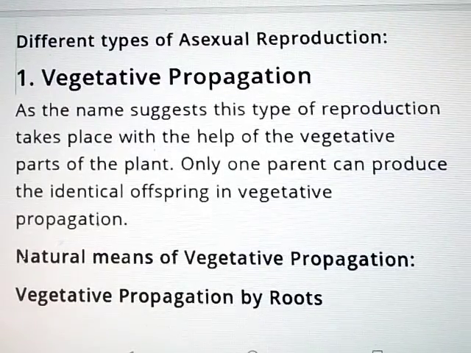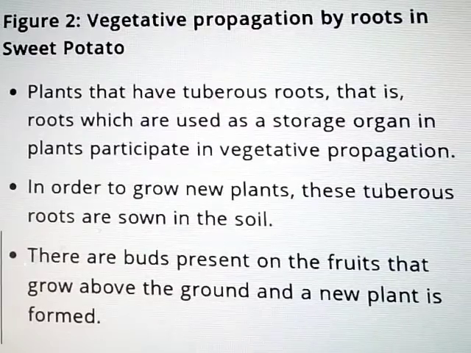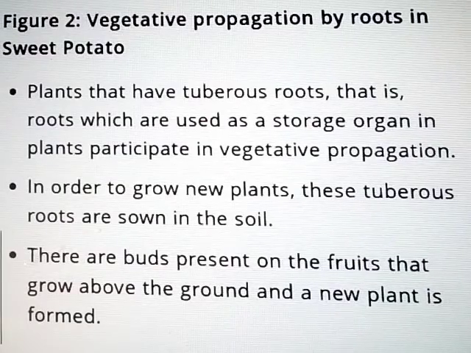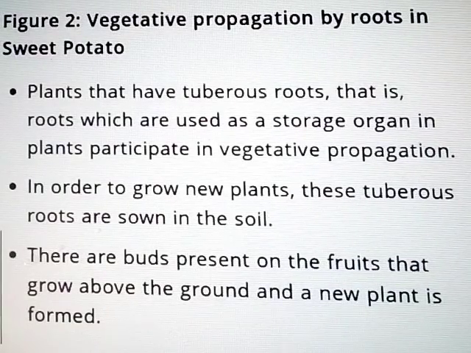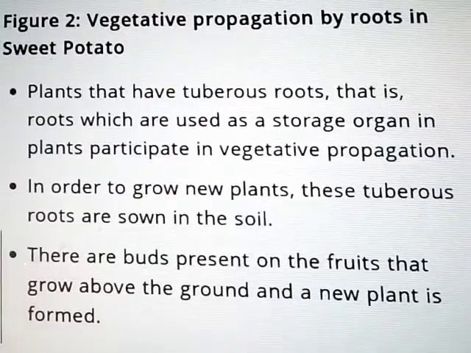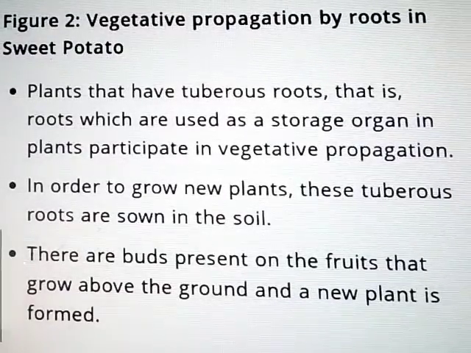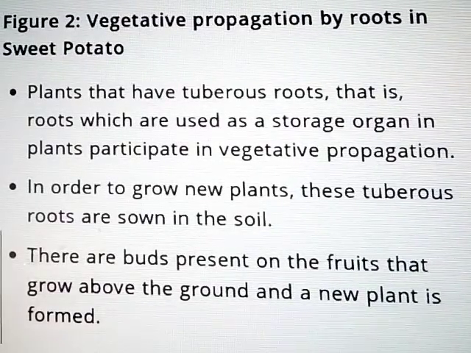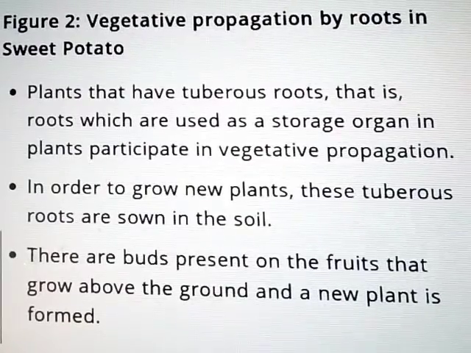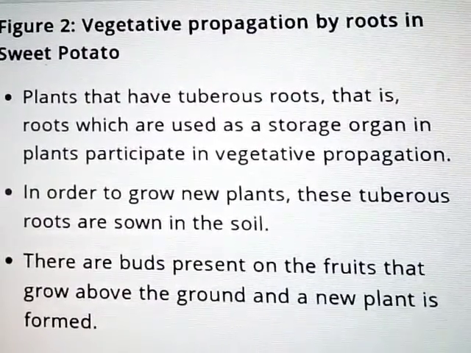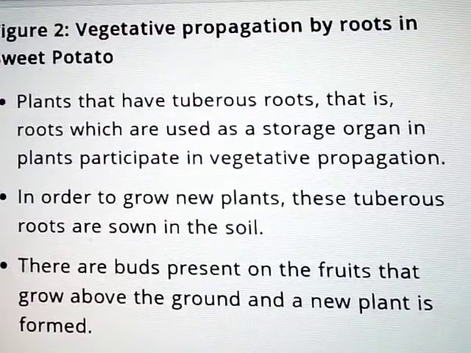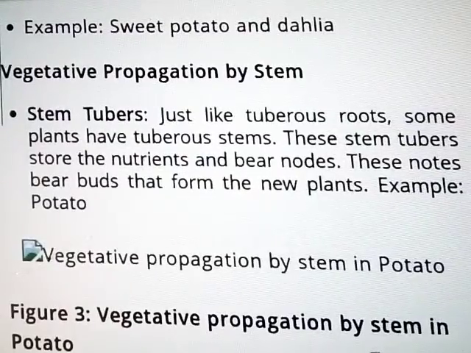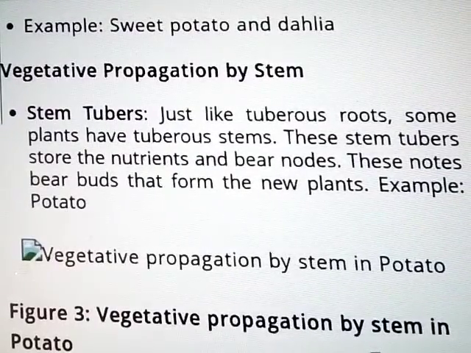Vegetative propagation by roots, as in sweet potato. Plants that have tuberous roots, that is, roots which are used as storage organs in plants, participate in the vegetative propagation. In order to grow new plants, these tuberous roots are sown in the soil. There are buds present on them that grow above the ground and a new plant is formed. Example: sweet potato and dahlia.